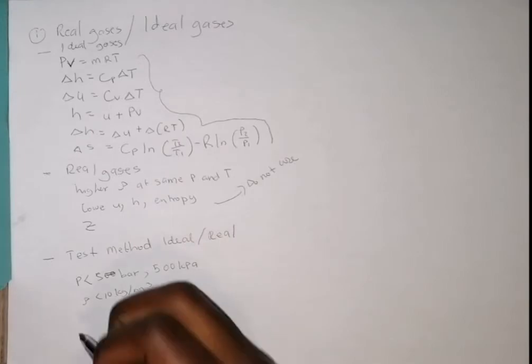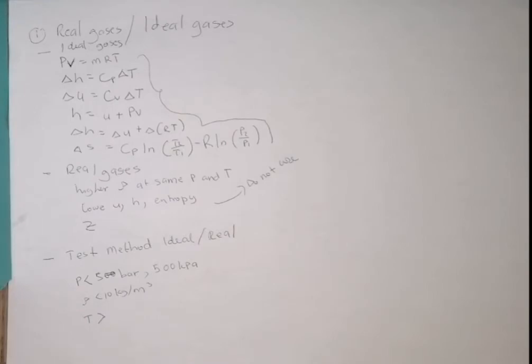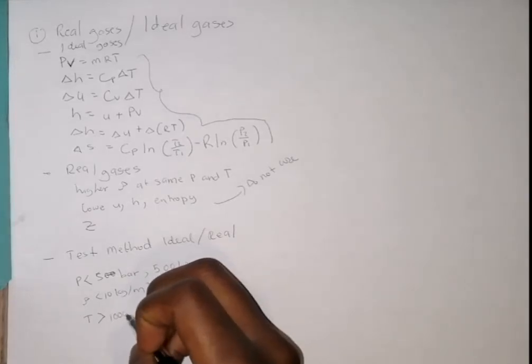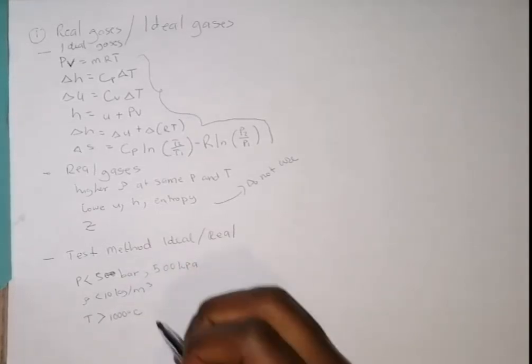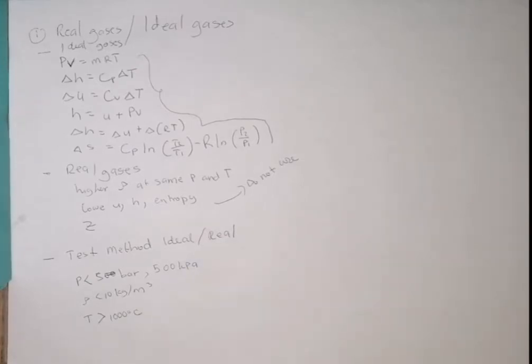If a given temperature is greater than 1000 degrees Celsius, we assume that this gas is ideal. Please, when you're looking at these values, pay attention to the units. If not, it's real. If these values are given to you and it's a gas, you do not have to look at other factors. When you just see this, just know that it's an ideal gas, no two ways about it.